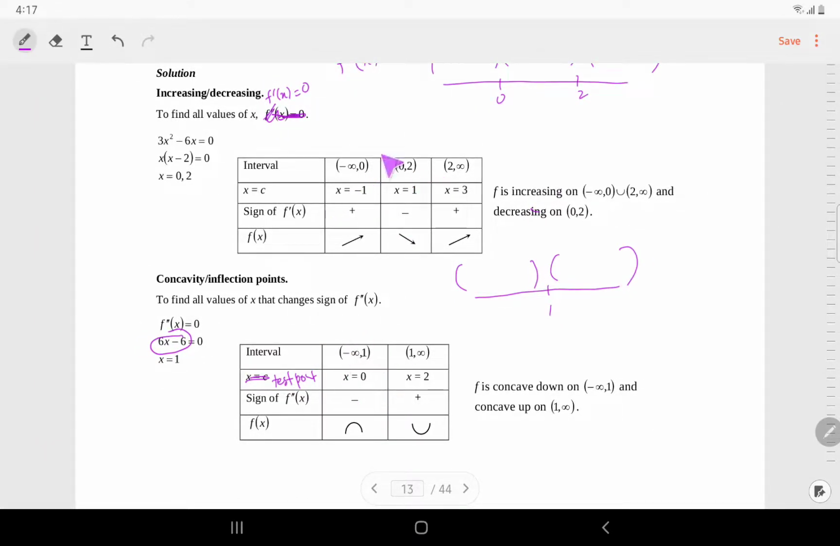dua-dua table ni lain. Table ni untuk kita cari increasing and decreasing interval. Table ni untuk kita cari concavity, concave up and concave down interval. Beza dia apa? Dekat sini, point ni kita dapat daripada f prime x equal 0. Interval ni pula kita dapat daripada f double prime x equal 0. Okay, so dekat sini, sign of f prime, ni sign of f double prime. Okay, tengok perbezaan dua table ni. So, untuk cari increasing, decreasing interval, kena buat table macam ni. Kalau nak cari concave up, concave down interval, kena buat table macam ni.